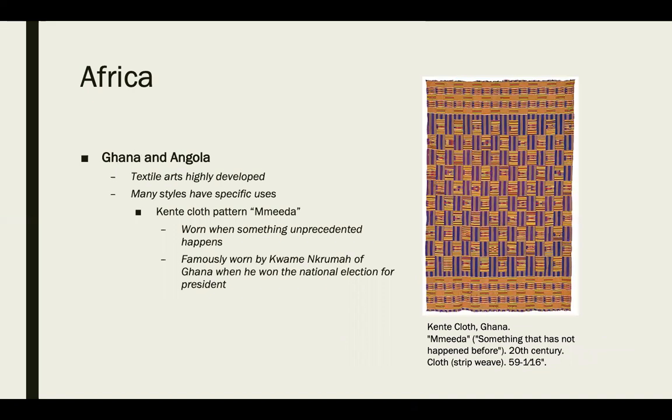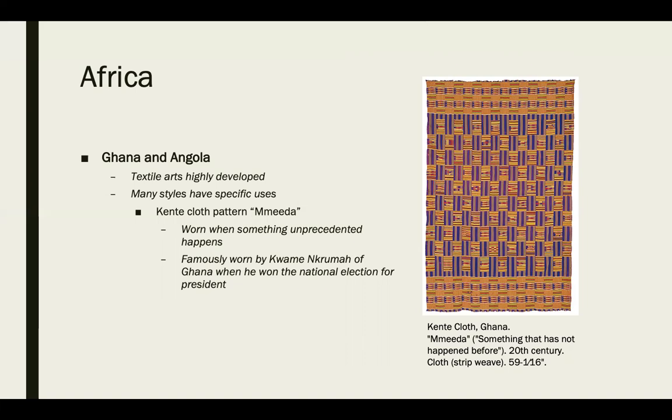Like we've talked about before, especially in the craft chapter, Ghana and Angola are highly textile centric. They are a powerhouse, just as the Chinese are with ceramics, but for textiles, specifically weaving and embroidery. Many styles that they use are specific to the needs that they use them for. The kente cloth pattern is worn when something unprecedented happened.